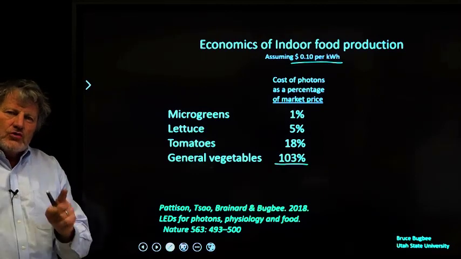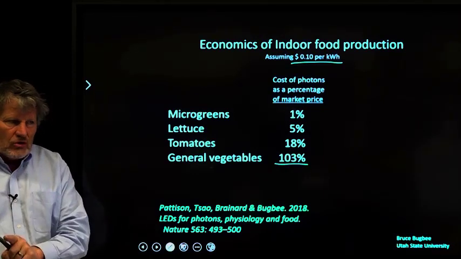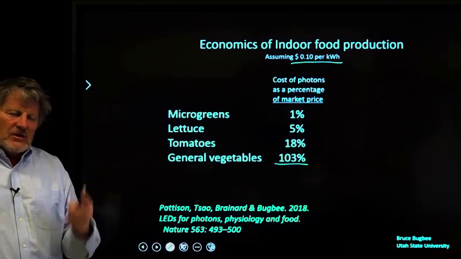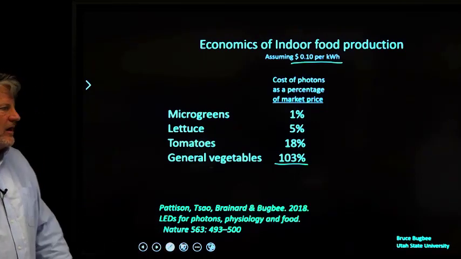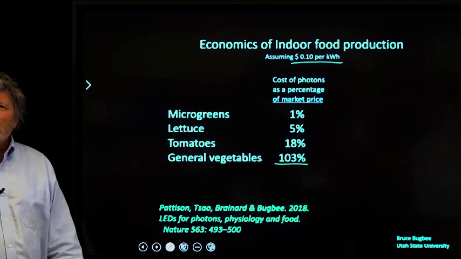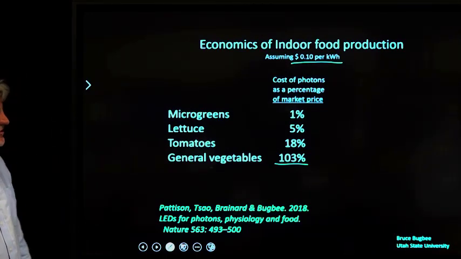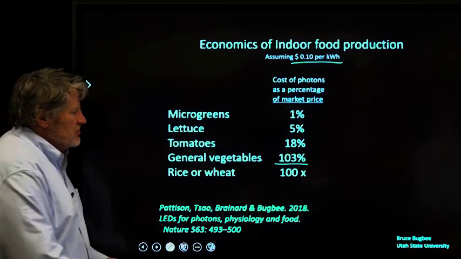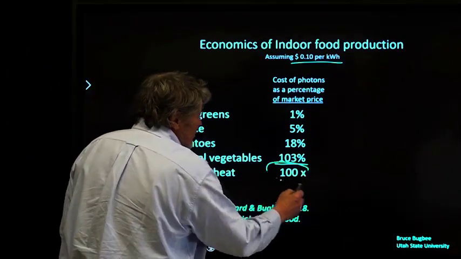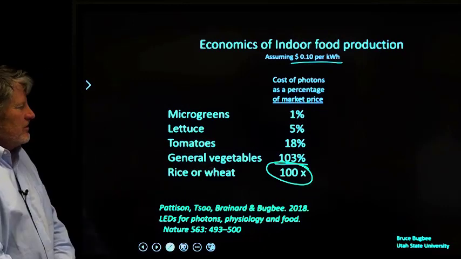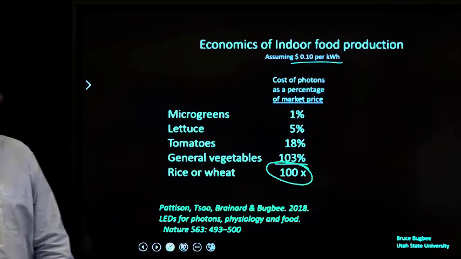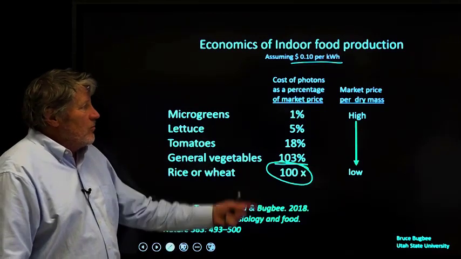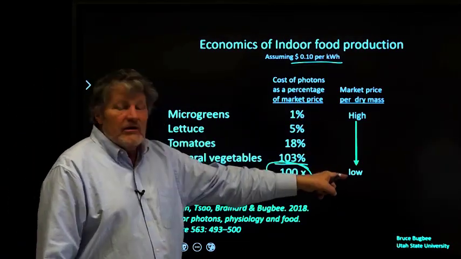And now, the 2 staple crops in the world are rice and wheat. Those 2 crops provide something like 80% of the world calories. Let's try to grow those under electric lights. 100 times. The electric bill is 100 times bigger than the value of the rice and wheat. It's just enormous. The reason this goes up so fast is twofold. Market price. It goes from high to very low.